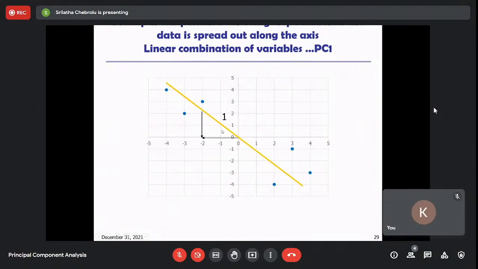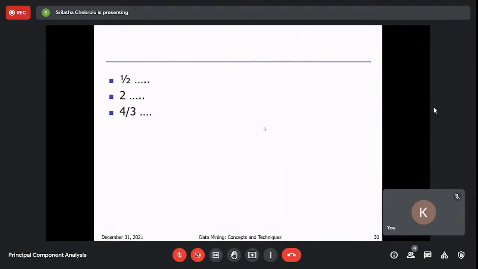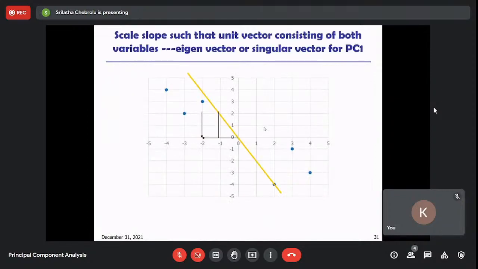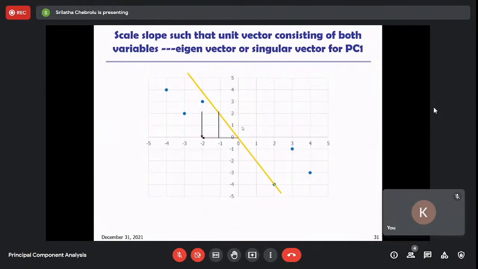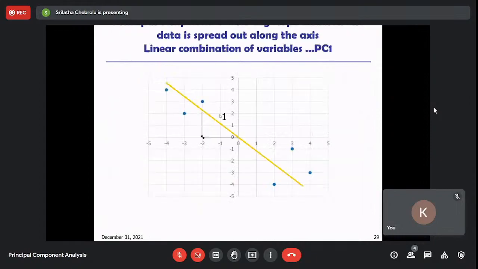Then what we have to do is make it a unit vector. If you see here, for 2 units of change in the x-axis value, we have got 4 units of change in the y-axis value. Slope is 2 by 4, isn't it? 2 by 4 in the sense 1 by 2 in this case, and in the previous case it is 1.